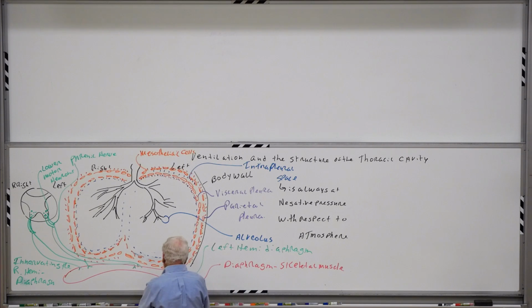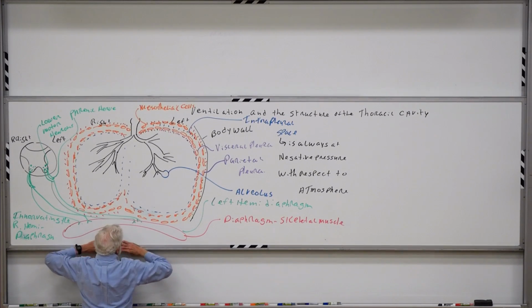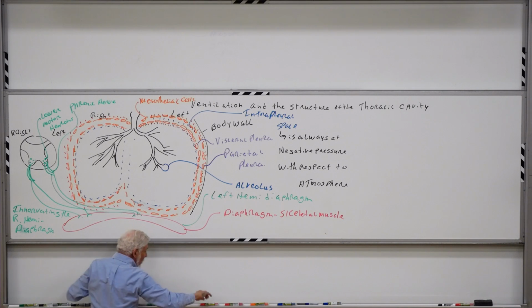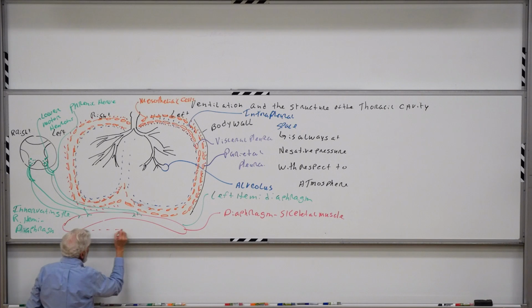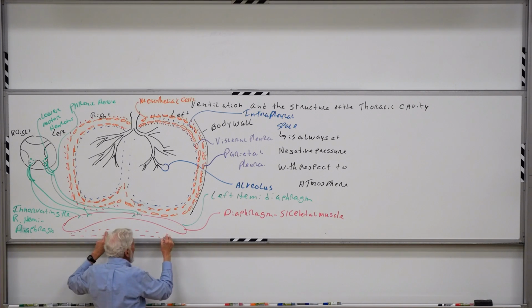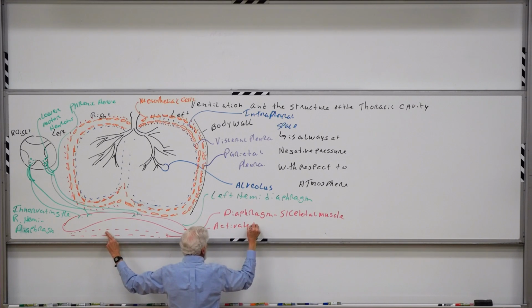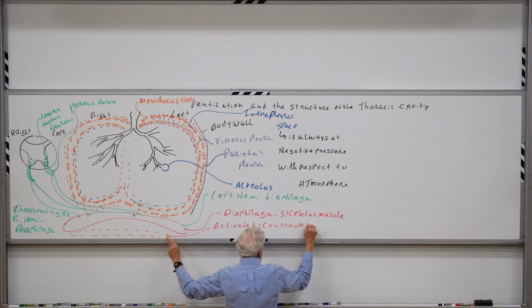So when that muscle contracts, it goes from this position of being domed, and when it contracts, when it shortens, it flattens. So it goes from this domed position to a more or less flattened position. So this is meant to be the activated, contracted diaphragm.